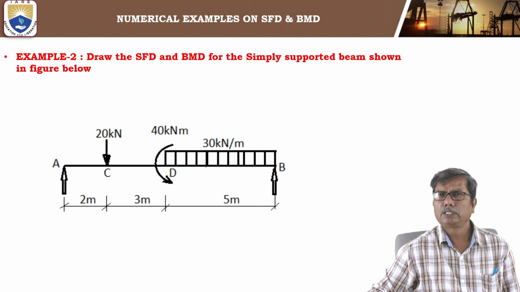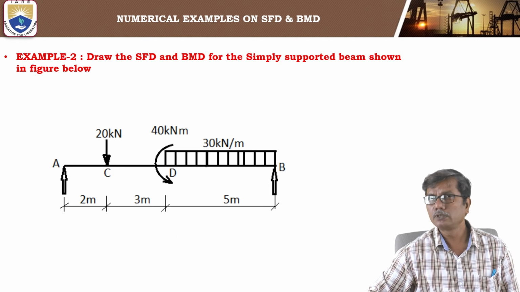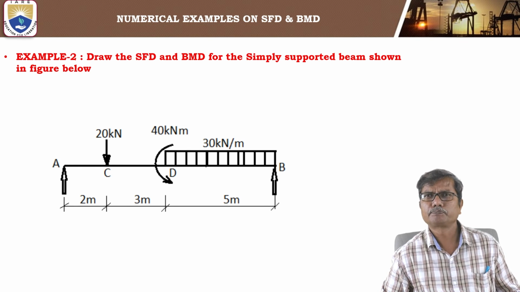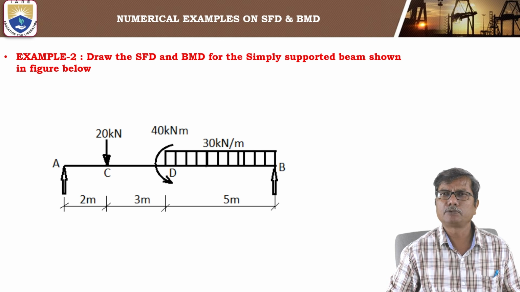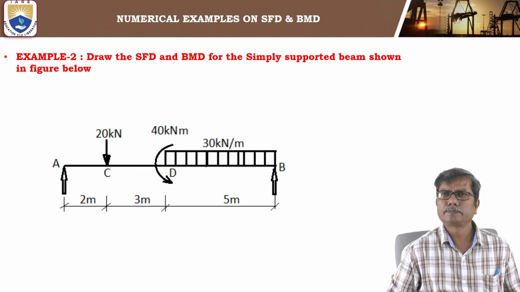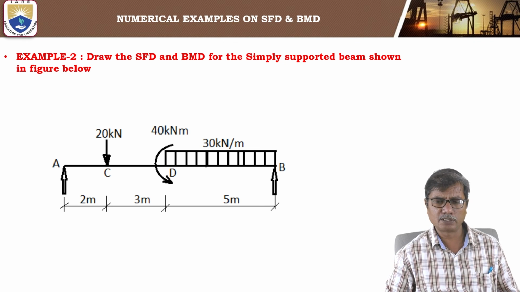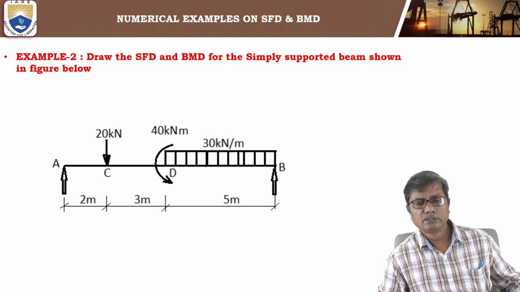Let us now consider the second example. The second example is similar to the previous one. The difference is that instead of the point load of 40 kilonewtons at D, there is a couple acting at D. There is an anti-clockwise couple acting at D of magnitude 40 kilonewton meters.